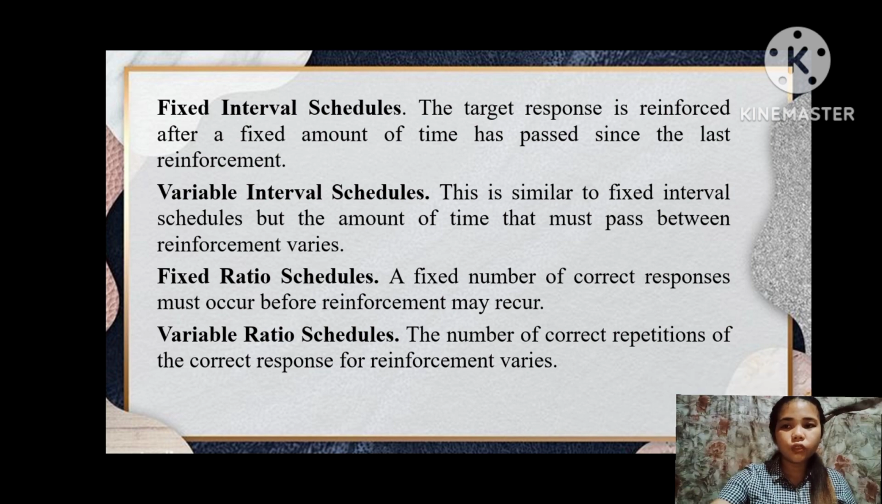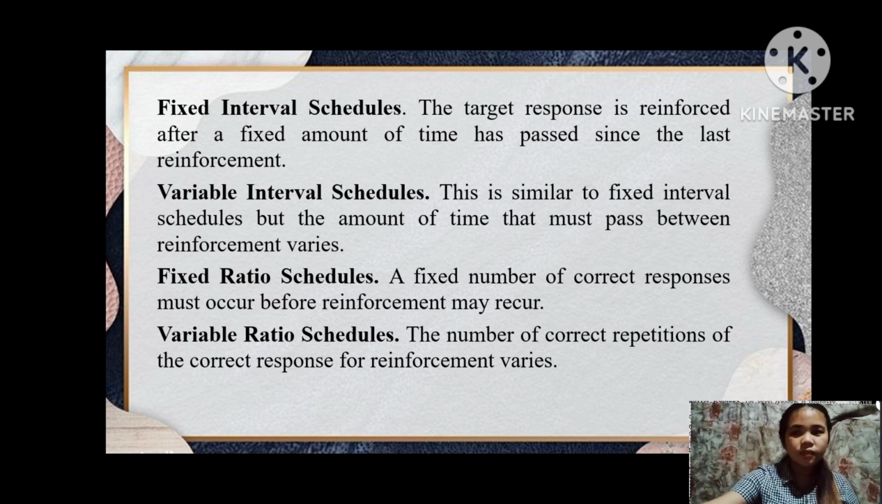Fixed ratio schedule: a fixed number of correct responses must occur before reinforcement may recur. For example, a child is given candy for every 3 to 10 pages of a book they read. They get rewarded only when they achieve the 3 to 10 pages, and then the candy is given. So the ratio is fixed, which is the 3 to 10 pages.